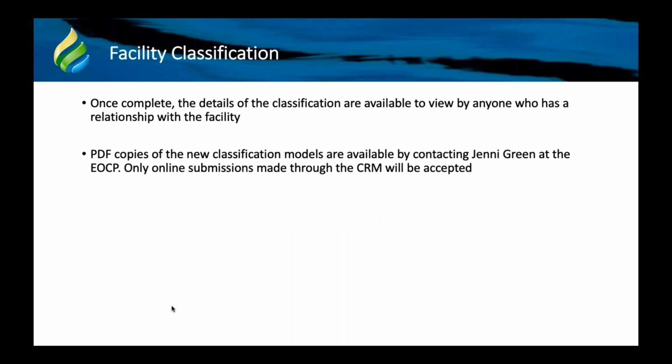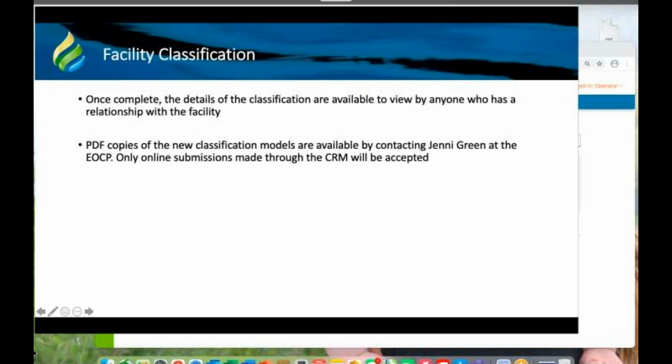Once you've got a submitted and accepted application, the details of that classification are available to view by anybody. So anyone who has a relationship with your facility can see exactly how you got to be level 1, 2, 3, or 4, what boxes were checked. They can download the schematic. We often get calls from operators asking, how come this facility is a level 2 and not a level 3? That information is now all available online.